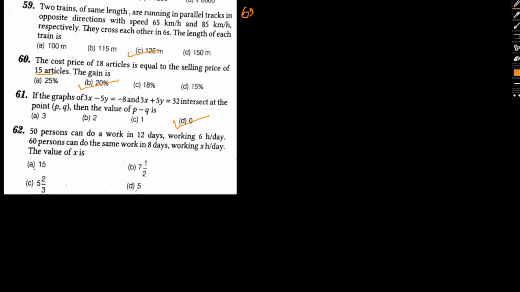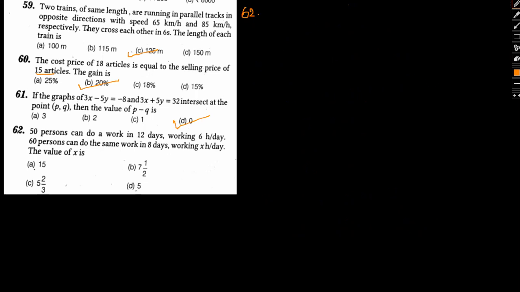Number 62. 50 men will do a work in 12 days, working 6 hours a day, and 60 men can do the same work in 8 days, working X hours a day. So what is the value of X?